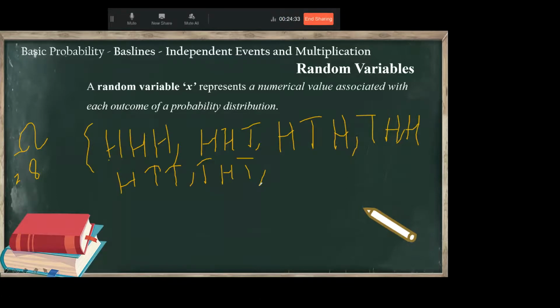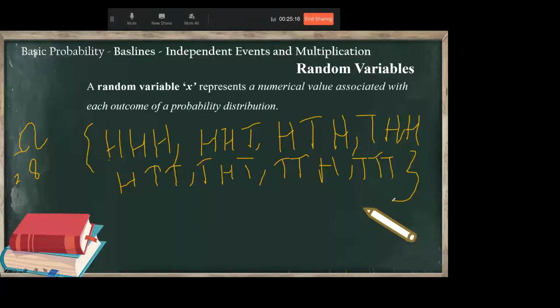Similarly, you can have tail, tail, head. Head, tail, tail. Tail, head, tail. Then tail, tail, head. And then this can be tail, tail, tail. So these are the 8 possibilities. Can you have more possibilities than these? No, we can't. This is our total sample space.